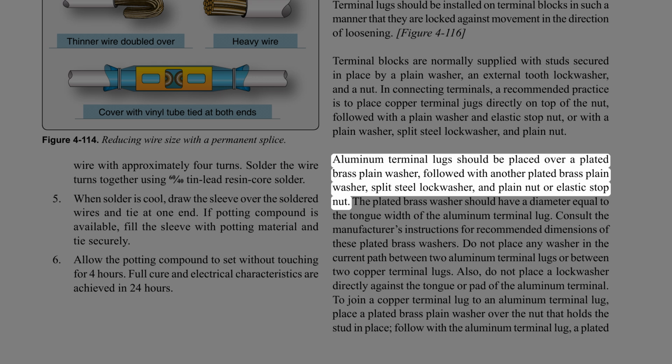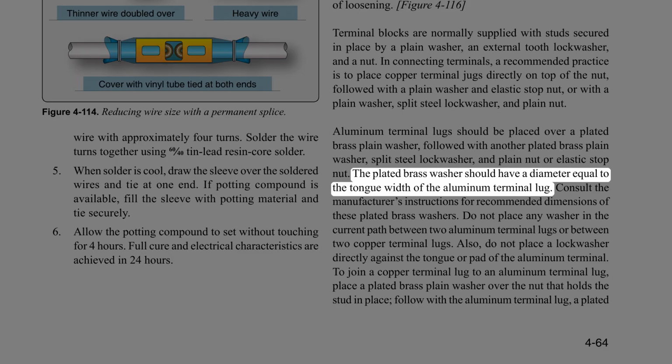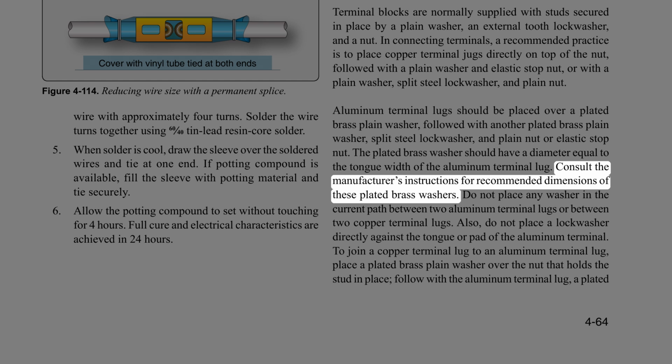Aluminum terminal lugs should be placed over a plated brass plain washer, followed with another plated brass plain washer, split steel lock washer, and plain nut or elastic stop nut. The plated brass washer should have a diameter equal to the tongue width of the aluminum terminal lug. Consult the manufacturer's instructions for recommended dimensions of these plated brass washers.